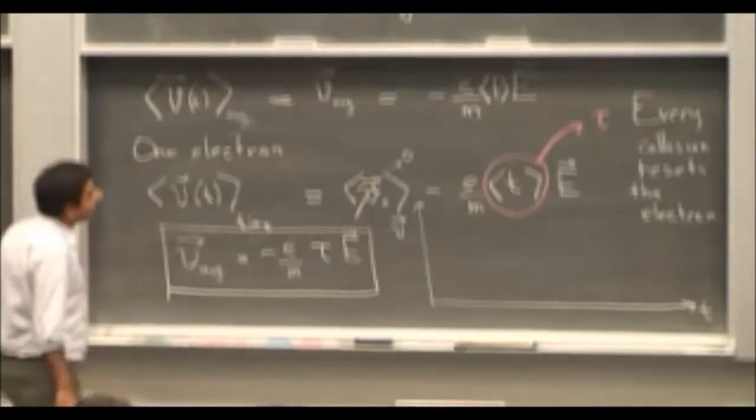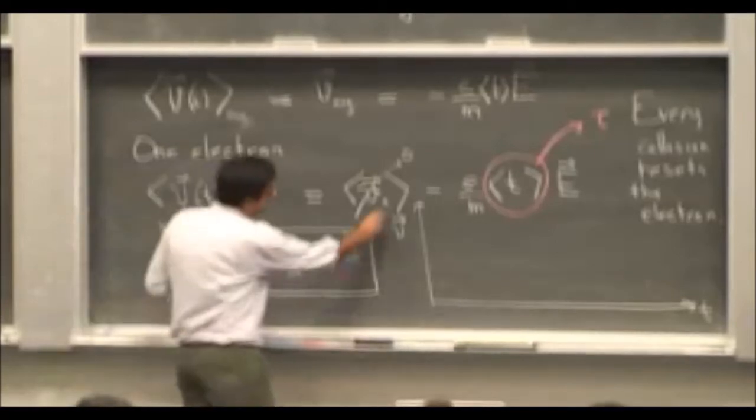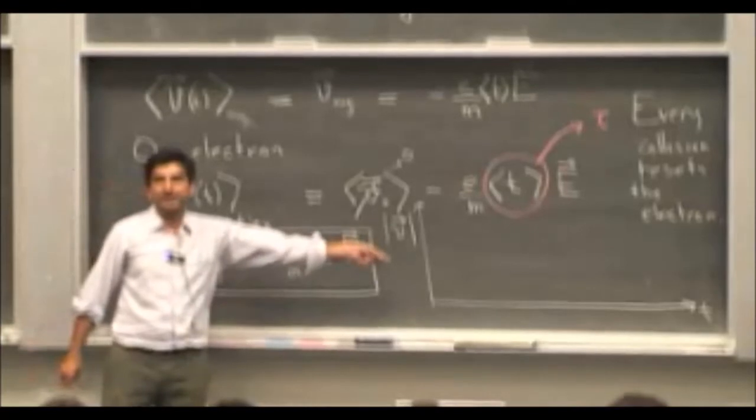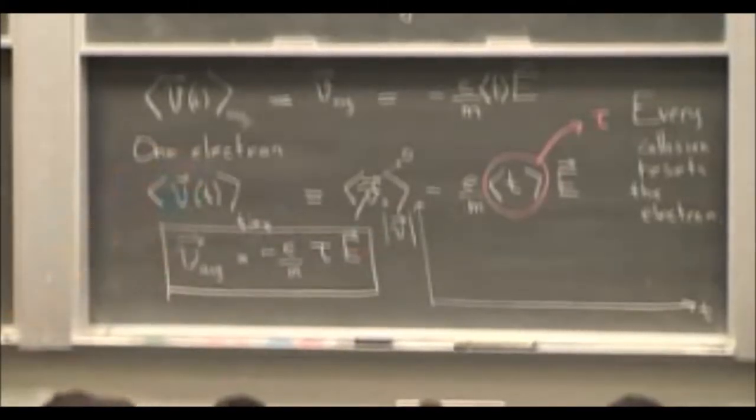Okay? So if I were to plot the average velocity, and I plot the magnitude of this average velocity, which is just the average speed with time, what kind of graph will I get? Just plot this, try to plot this graph.